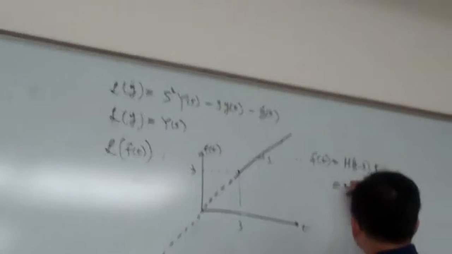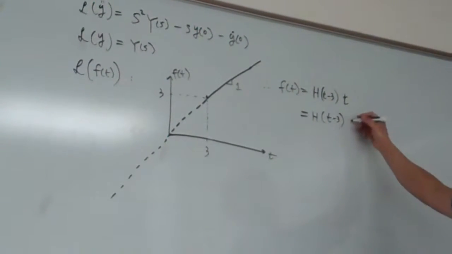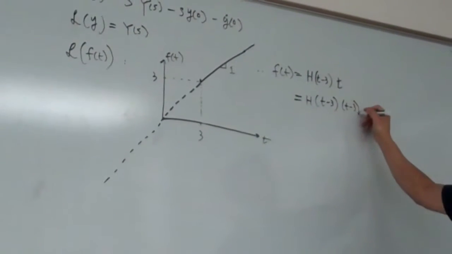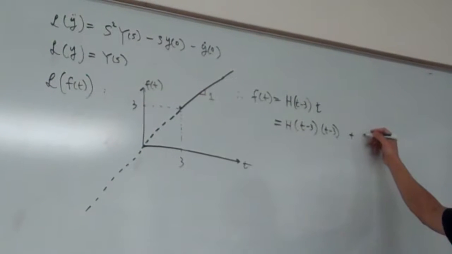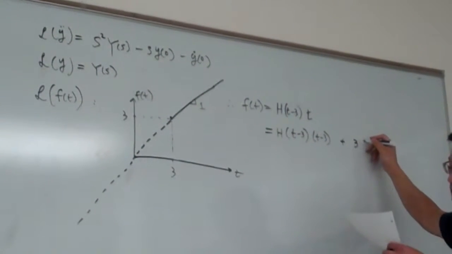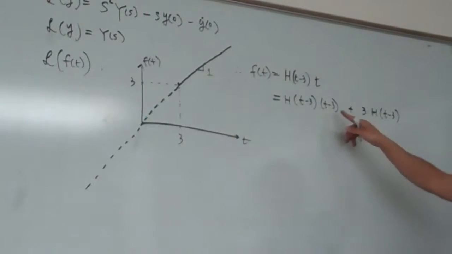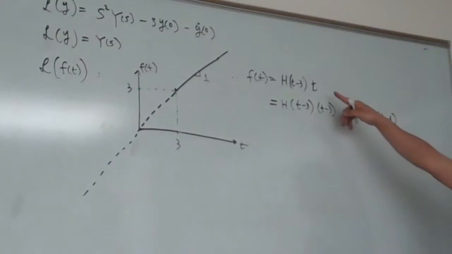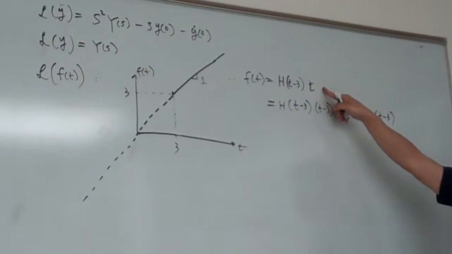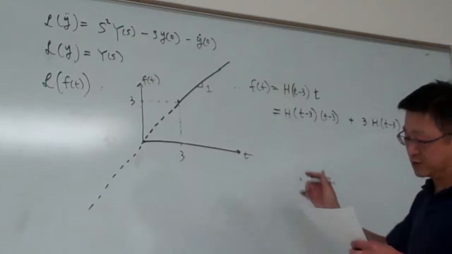I want to match the format t minus 3. Here I want to have t minus 3 in this format. So since I subtract 3, I need to add 3 back. So that is 3 times h(t minus 3). Here I subtract 3 portions of this and put it back, which is equivalent to the original. So once we have this, we can do the Laplace transform.